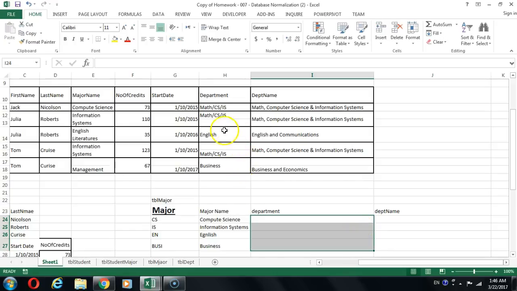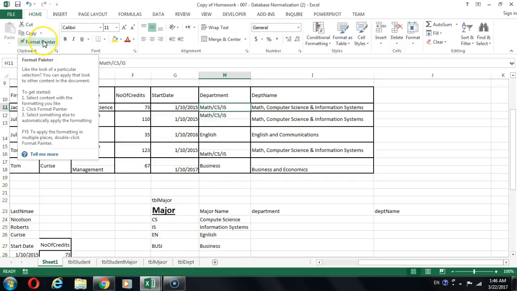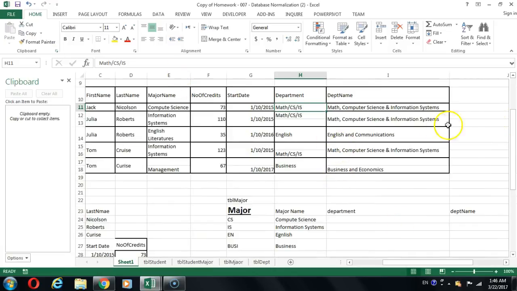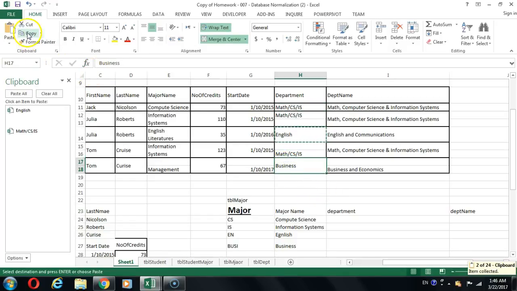So in this case I have only the computer science. Let me go ahead and get that clipboard activated so I'll be able to see what I'm going to be doing here. I could go ahead and copy this, just all the different names of the department. There we go, copy. Okay, and English needs to be copied as well. And also the business will be copied as well.